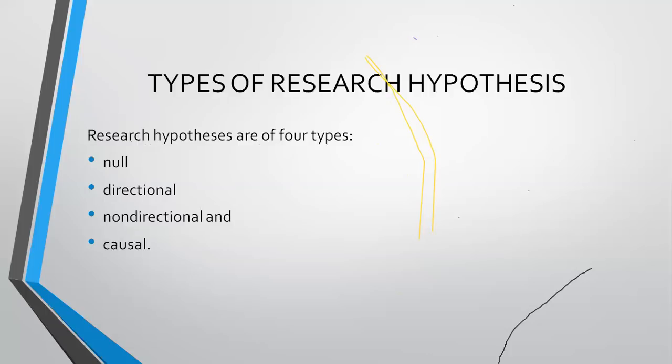The last one is the causal hypothesis. The causal hypothesis, from the word causa, is the one that will suggest that a cause and effect relationship exists between two or more variables. That is it about types of hypothesis.